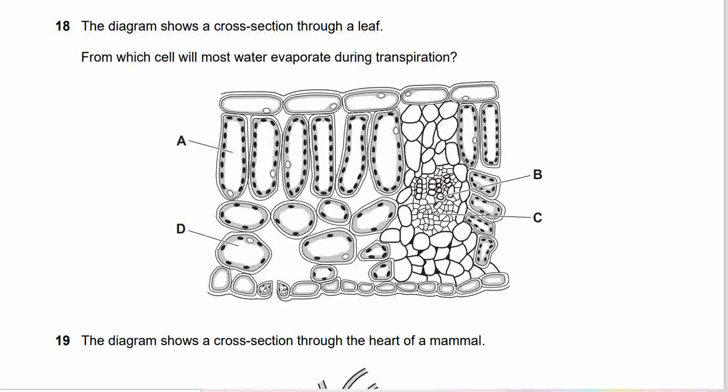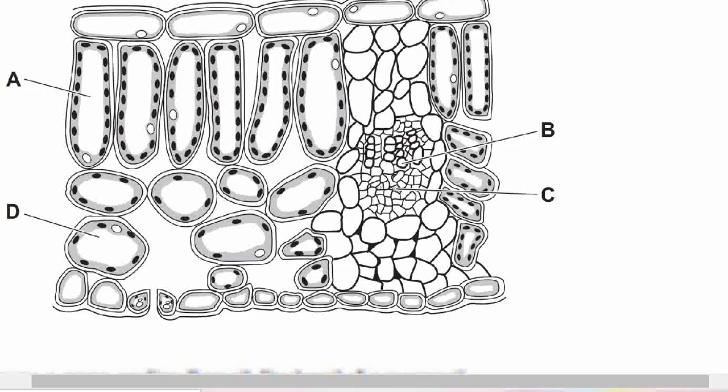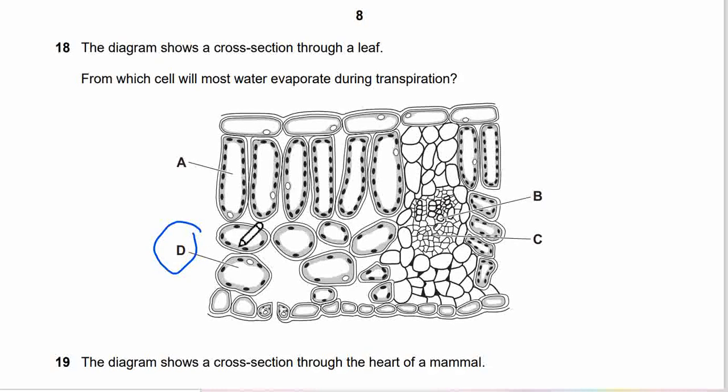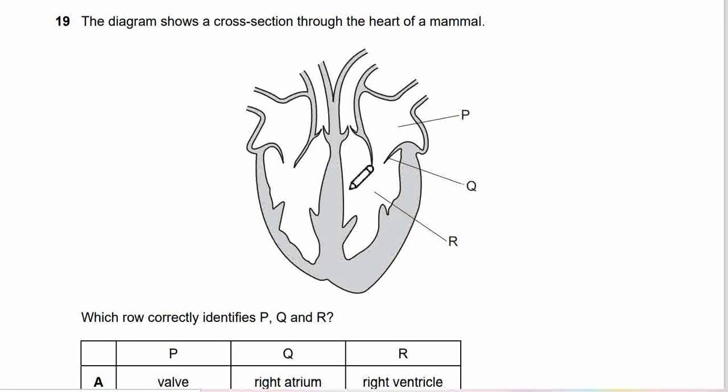It's part of the vascular bundles. A is basal cells. So the one correct answer for this question, which cell will most water evaporate from, is D. Next question, number 19. The diagram shows a cross section through the heart of a mammal.